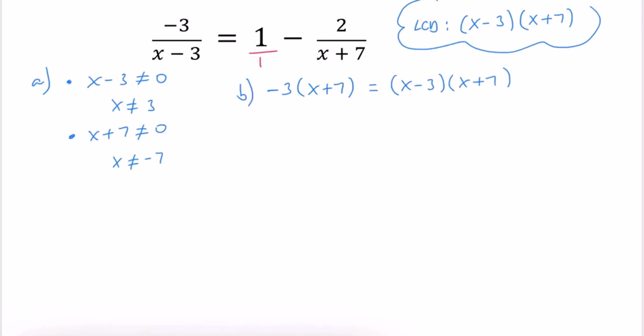In the fraction negative 2 over x plus 7, the denominator is x plus 7. If we multiply the fraction with x minus 3 times x plus 7, the x plus 7 here cancels out, and we have x minus 3 left. So the x minus 3 is multiplied with the top, negative 2. So we have negative 2 times x minus 3.